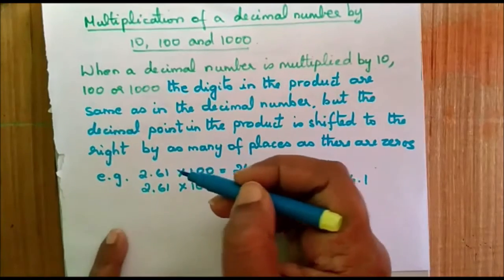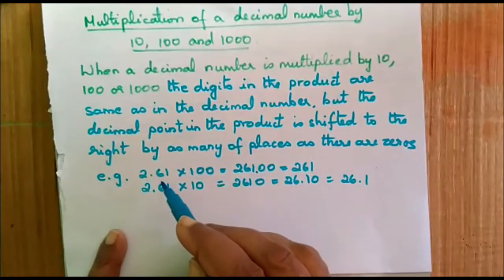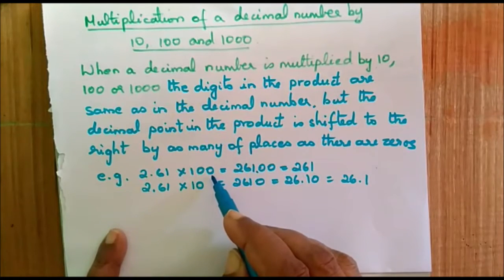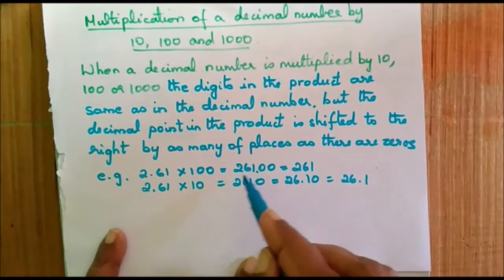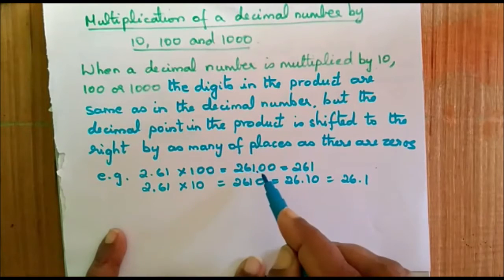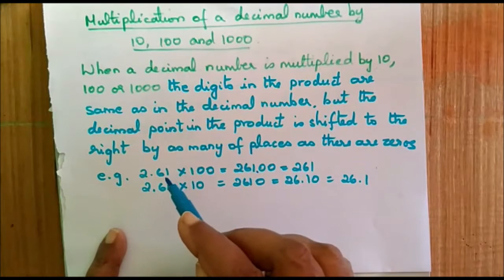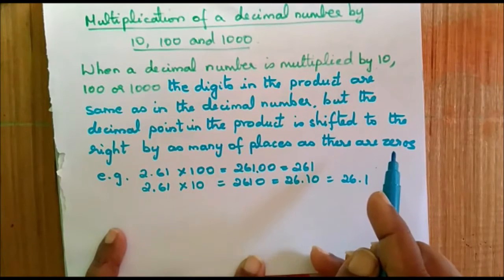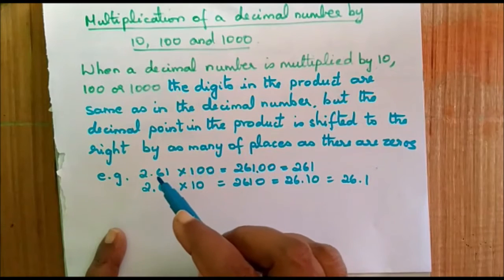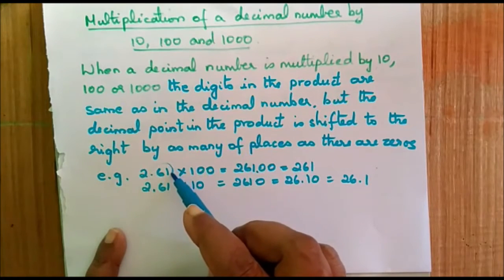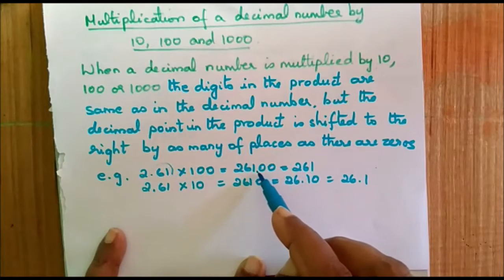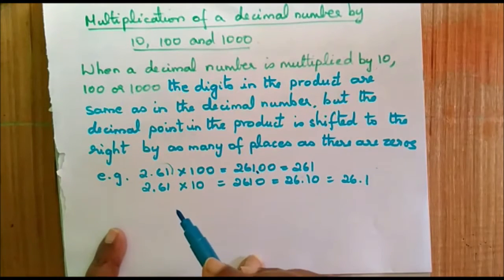That is, if I take an example, 2.61 is multiplied by 100, I get the answer 261 as it is, followed by 2 zeros. Now I have to shift the point to the right by as many places as there are zeros. There are 2 zeros. So if I shift this, I can bring it here. It is nothing but here my point comes and it is 261.